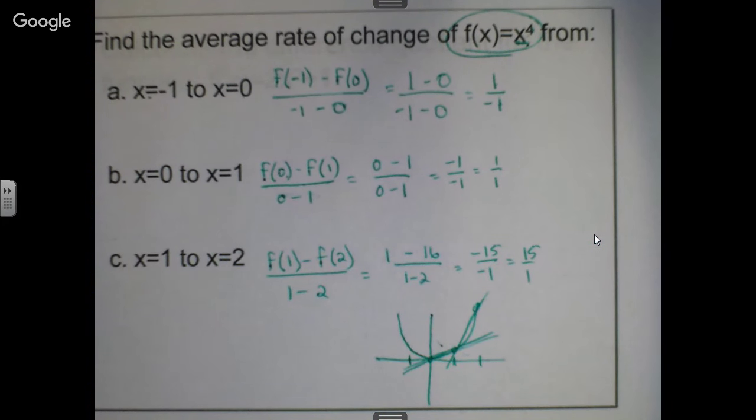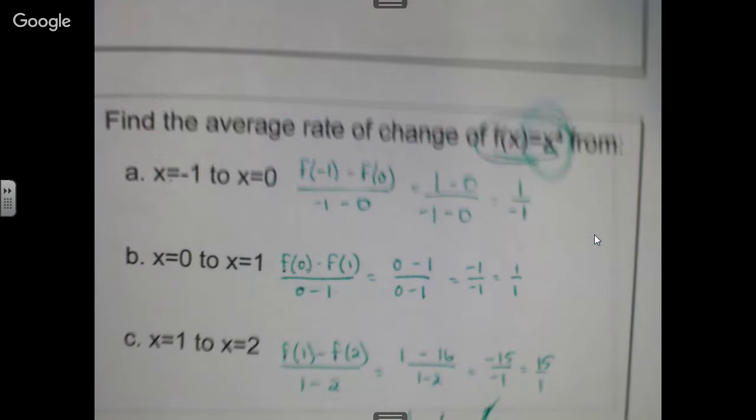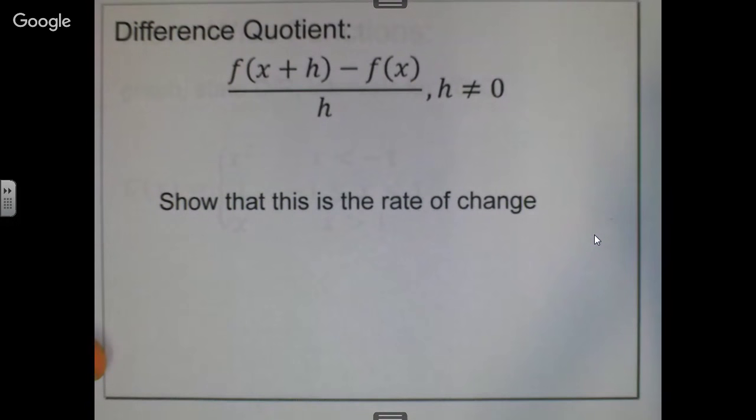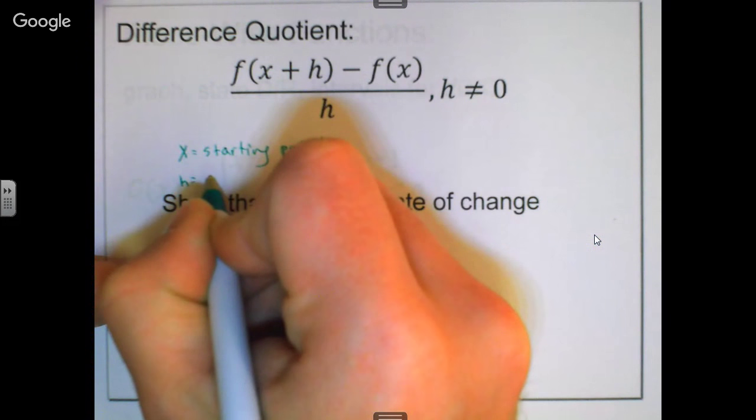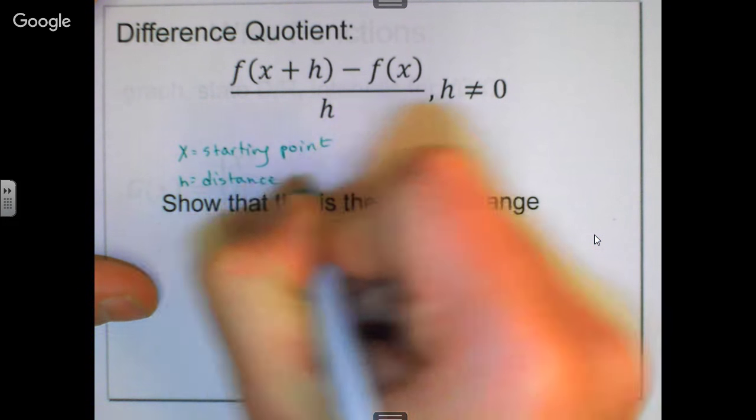Now I could find the average rate of change of every point on this curve, and that's what we're going to look at now. Okay. We have what's called the difference quotient. And the difference quotient helps us find the average rate of change anywhere on a curve, given two items. We have an x and an h. Okay, x is your starting point, and h is the distance between your start and end.